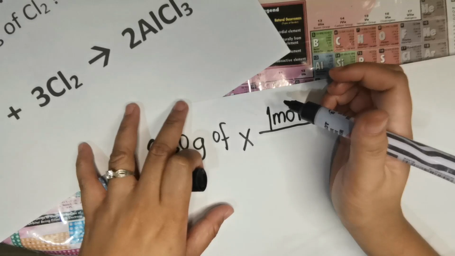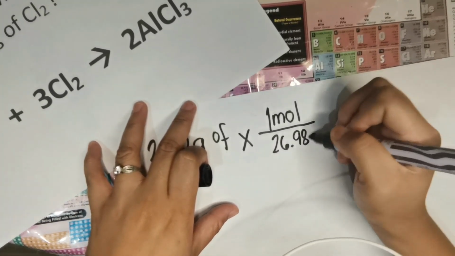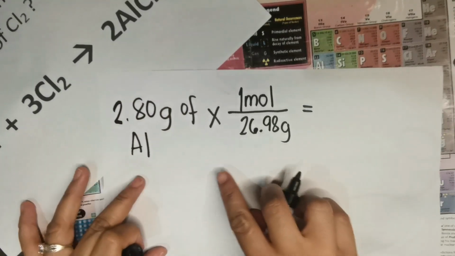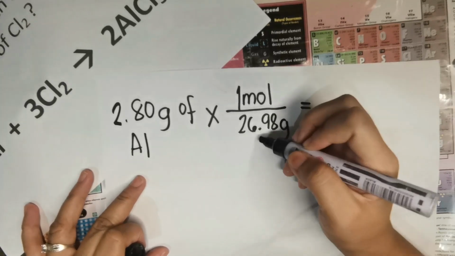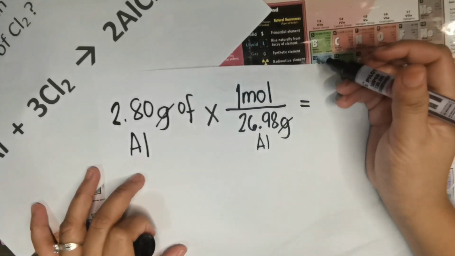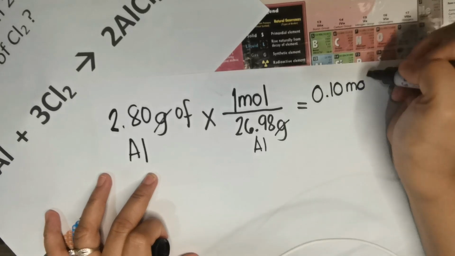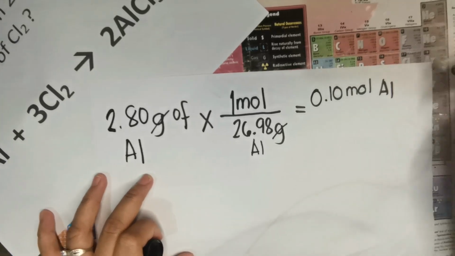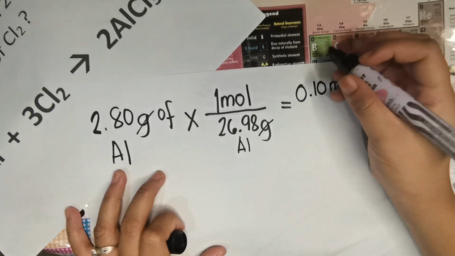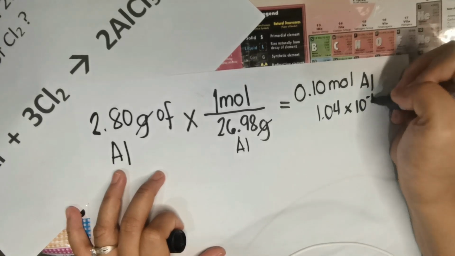26.98. So we have 26.98 grams. From this, 2.80 divided by 26.98 grams of aluminum. Cancel na natin si grams, mariremain si mole. We will have the answer of 0.10 mole of aluminum. But in our book, I have given you the scientific notation where we come up with 1.04 times 10 raised to negative 1.